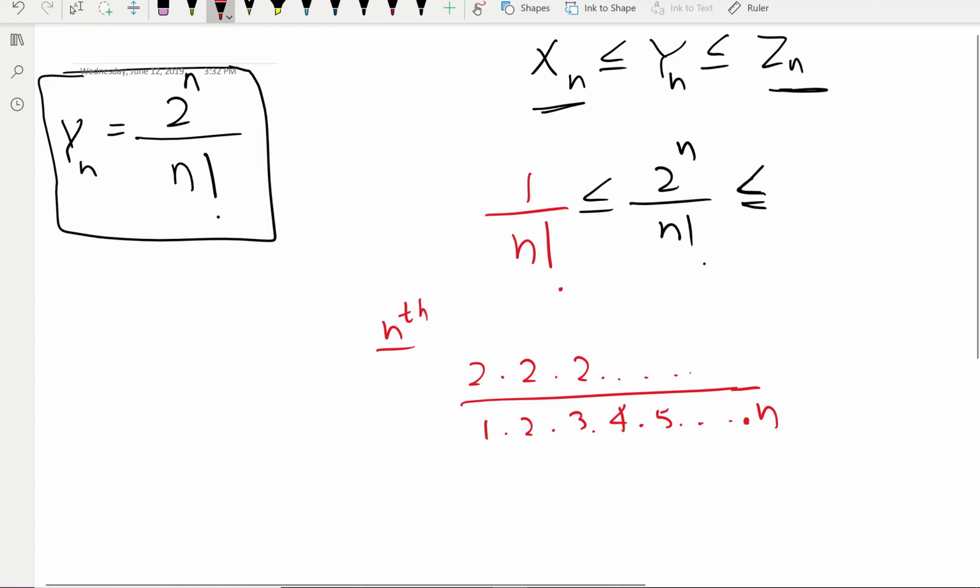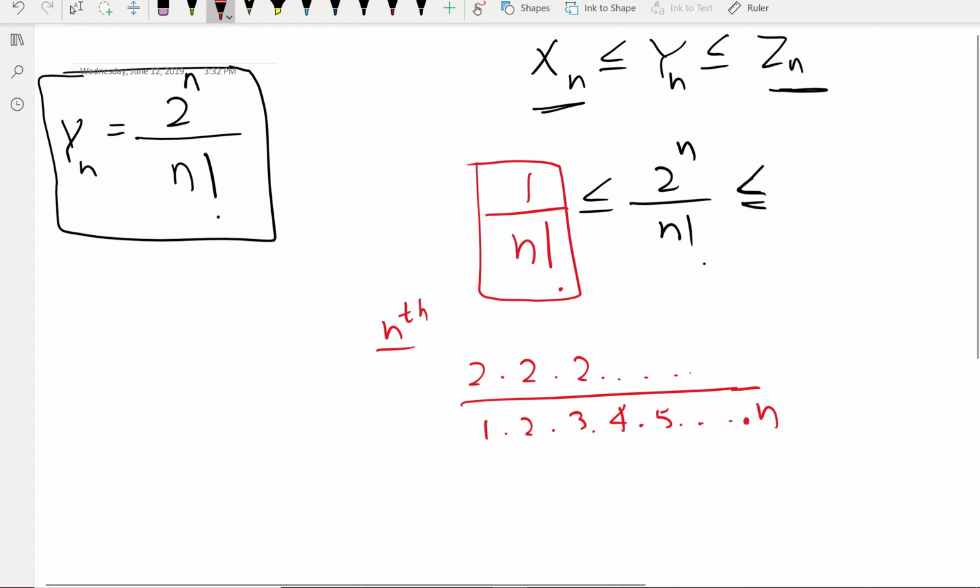So if you take away the numerator, you can see the numerator is always 2, then it becomes 4. So the numerator is getting large. If you get rid of the numerator, you can see 1 over n factorial is always going to be smaller than 2 to the n over n factorial. I hope you can see that.